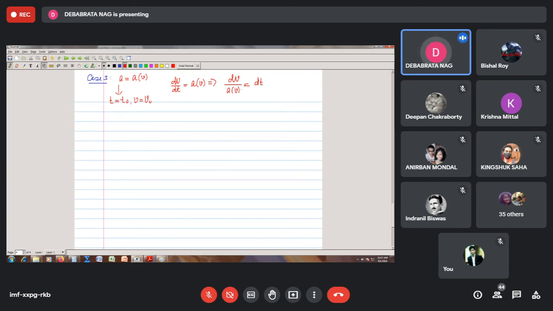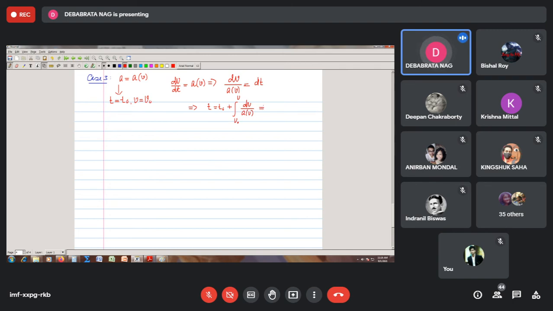So in this case, if we integrate this equation, then what will happen? It becomes t minus t0. Now I am doing it in one shot. I hope this will be pretty clear to you now after such a long discussion. So this will be integration from v0 to v of dv by a(v), correct? And this becomes t minus t0. So ultimately t becomes equal to t0 plus this integral.